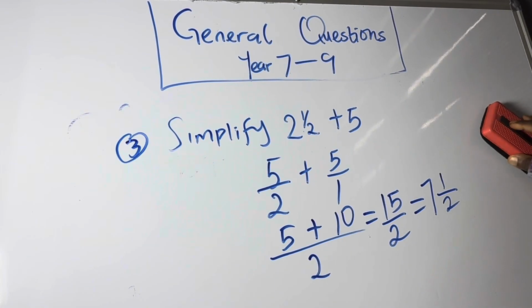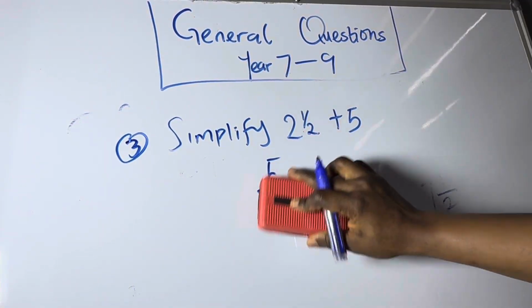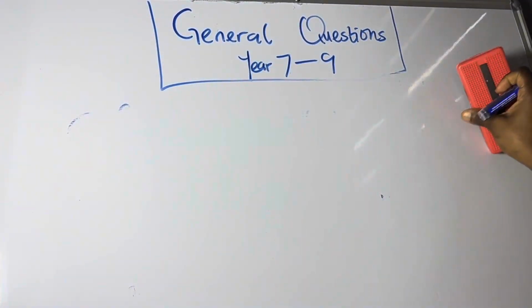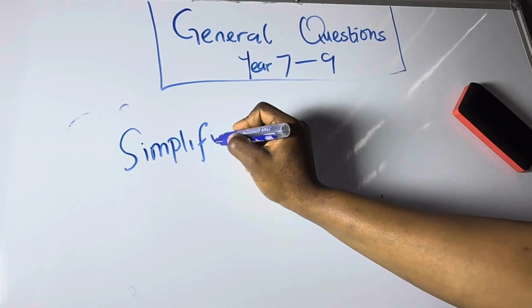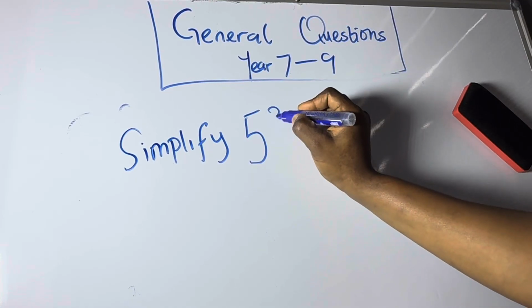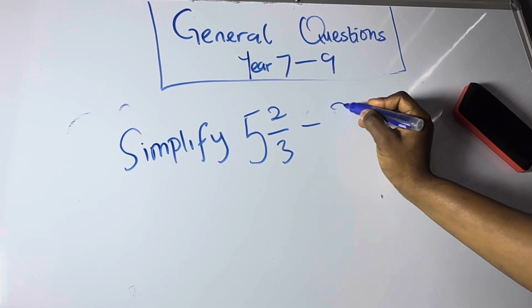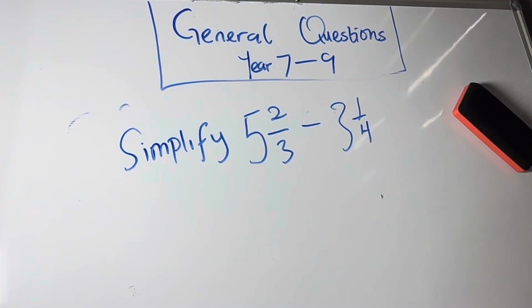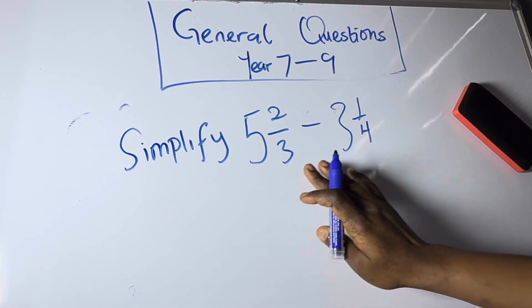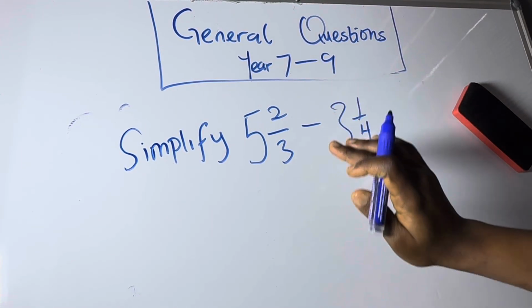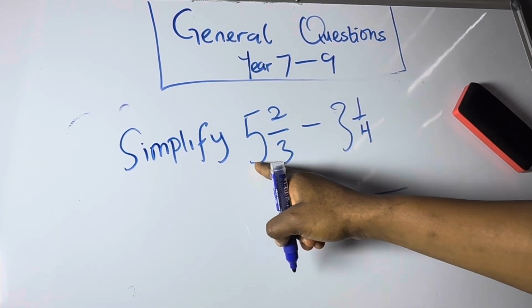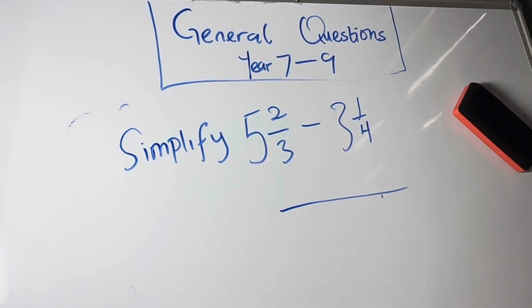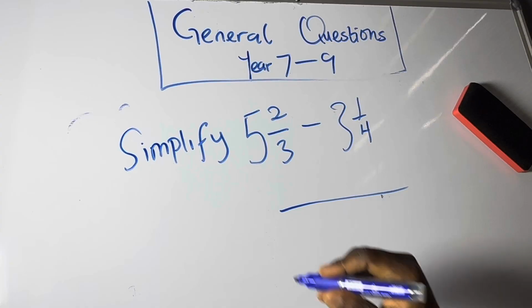Question 4 says simplify 5 whole number 2/3 minus 3 whole number 1/4. Now to simplify this, you can solve it using two different methods. So I'm going to use method 1. Method 1 is I'm going to subtract the whole numbers. And the whole numbers here are 5 minus 3, which is 2.